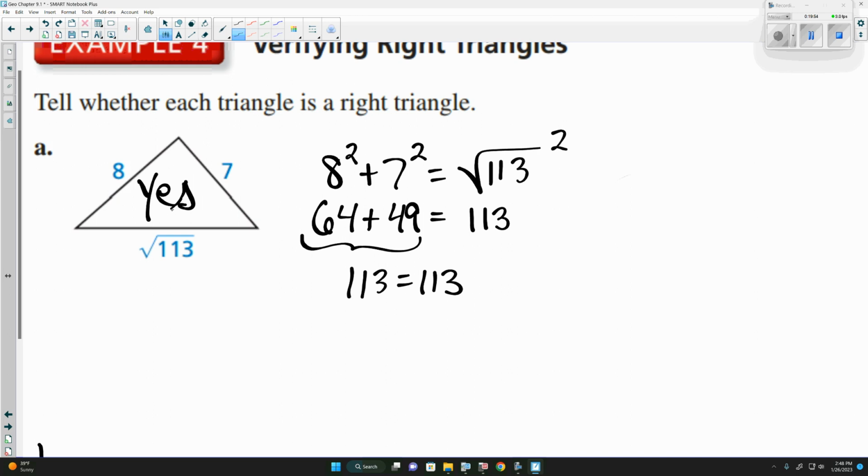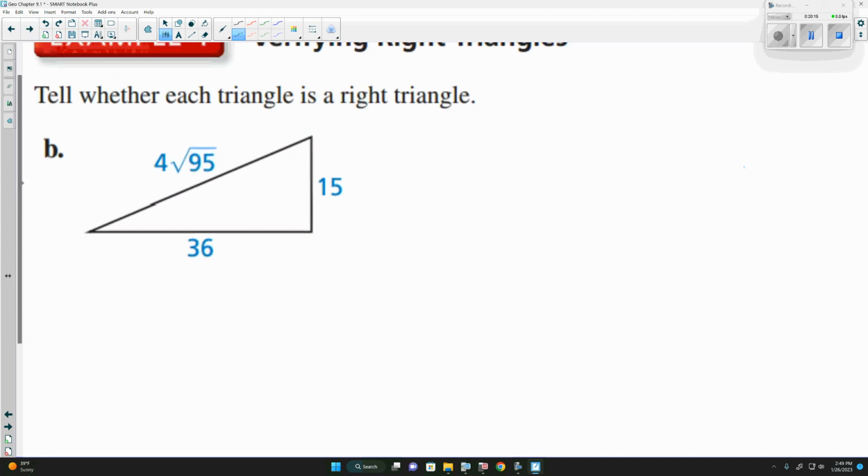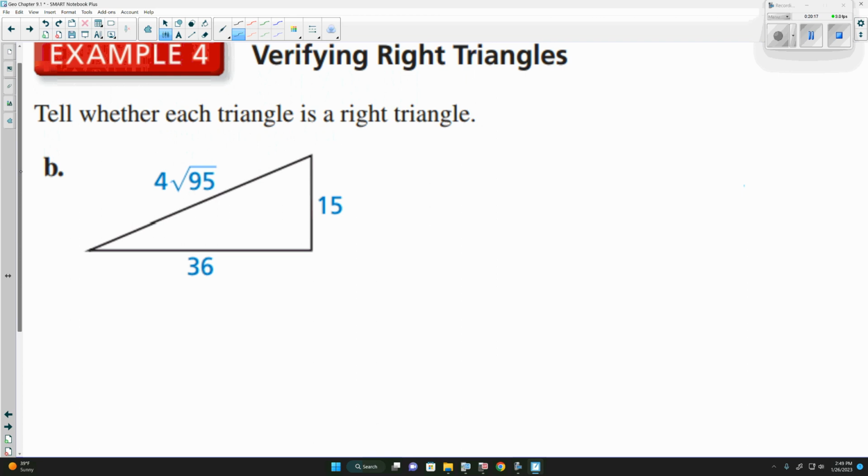Where is your right angle there? Because the right angle is going to be opposite the biggest side. Questions on this here? Let's look at the next one here.